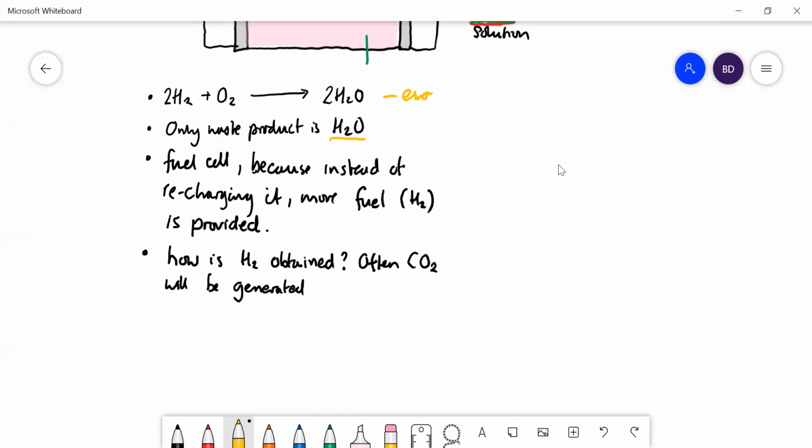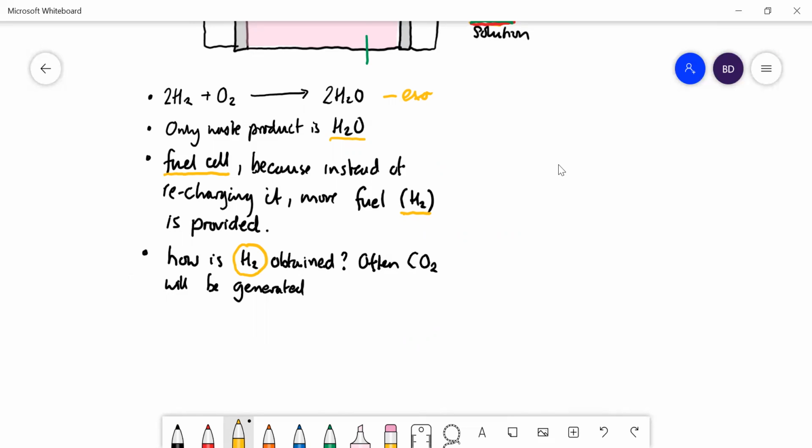I'd say you must realize it's called a fuel cell because you don't recharge it, you just provide more fuel. But then you may think, oh, it's perfectly green, the only waste product is water, but there is a problem. Where do you get hydrogen from? Hydrogen is not found uncombined in the earth ever. It's always in compounds, mostly in water. So where do you get hydrogen from?